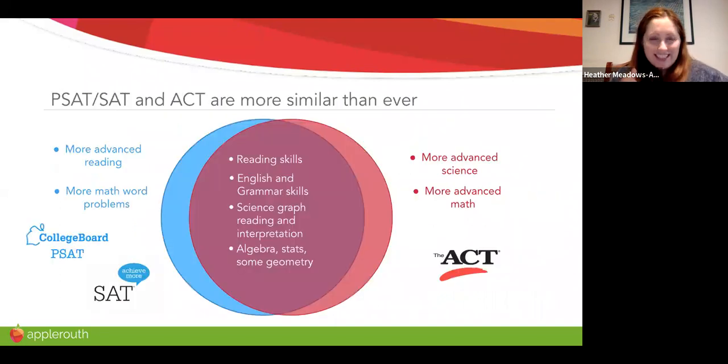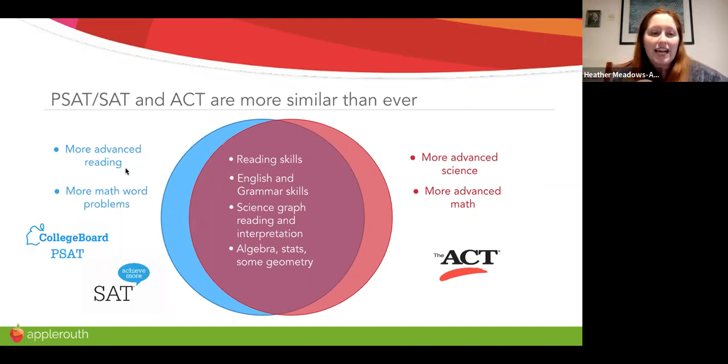So let's mention the ACT. Let's get a little bit more into that because I have mentioned it a couple times. Thankfully, they're more similar than ever. About 70 to 80% of your content overlaps. You have basic reading skills, right? Reading comprehension, English, grammar skills, right? Where does the comma go? Where's my verb agreement? Graph reading and interpretation, right? You have to see a graph, you have to get numbers from it, compare things. Then of course, algebra, so that's usually algebra 1 and algebra 2, some stats, some geometry. Again, for the most part, those general test taking skills all overlap.